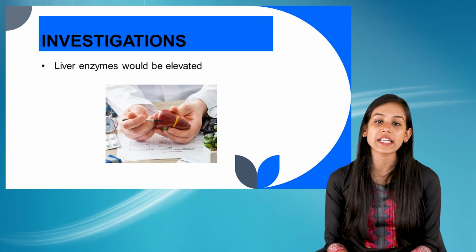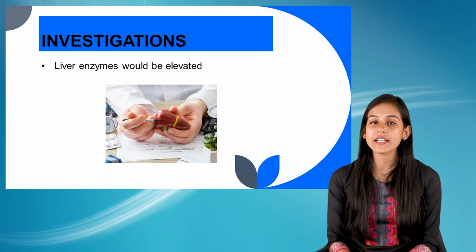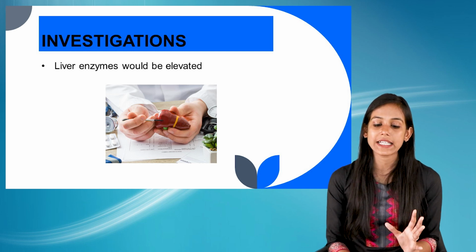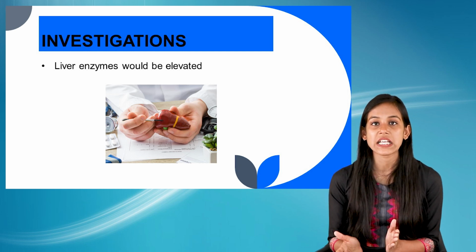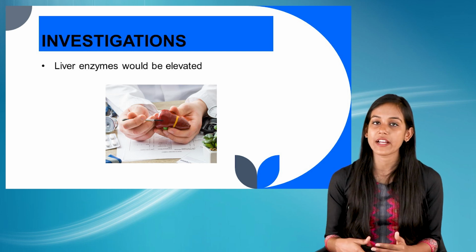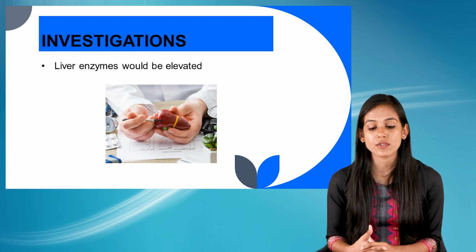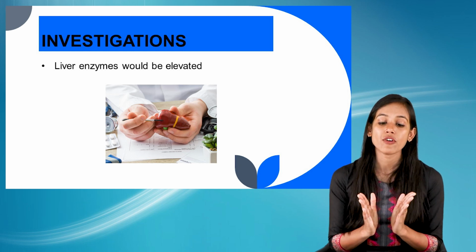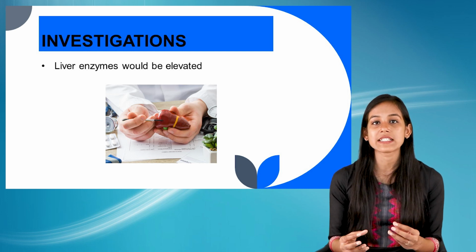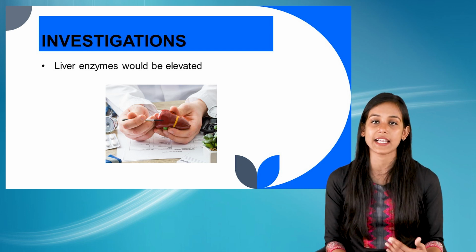Well, next, talking about the investigations, we will check for the ALT. The normal ALT is 7 to 56 units per liter. And we would check for AST. The normal level is 10 to 40 units per liter. These are the liver enzymes, ALT and AST.